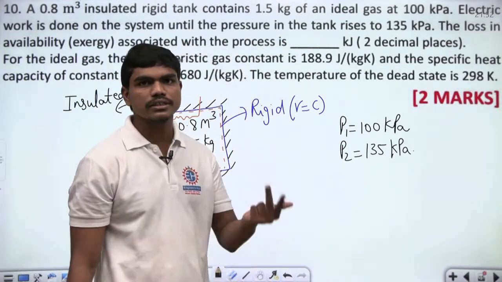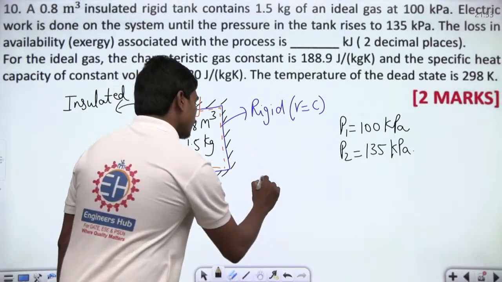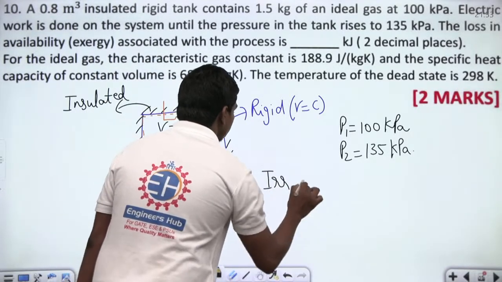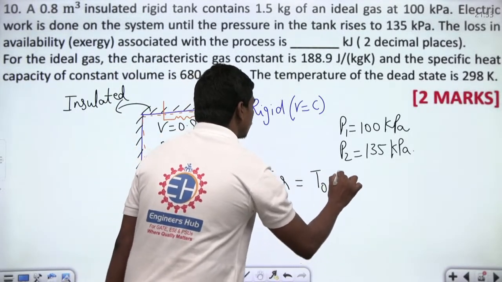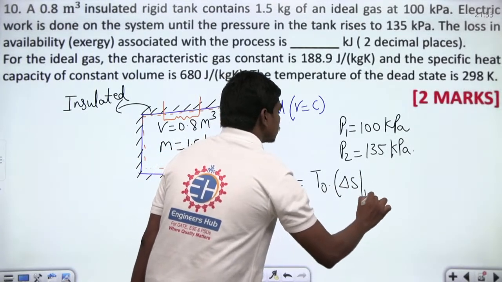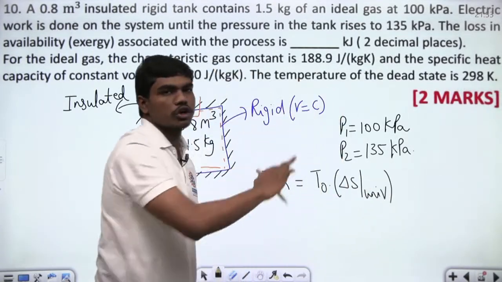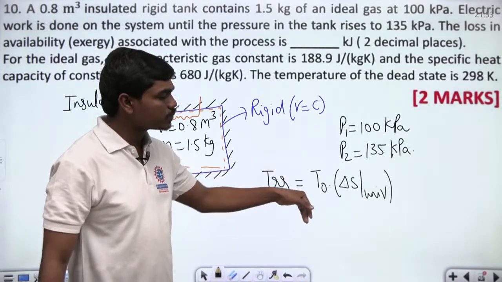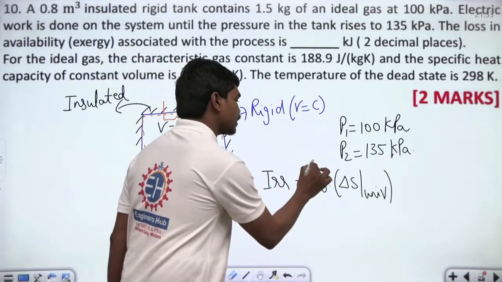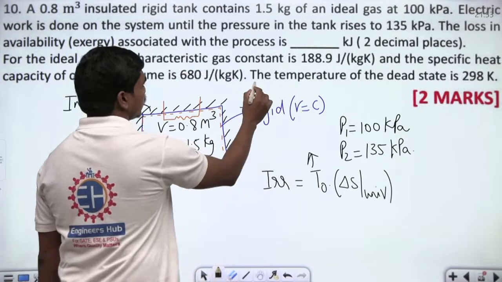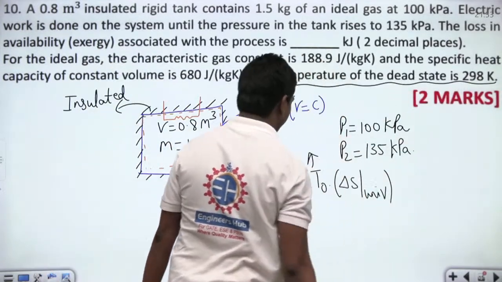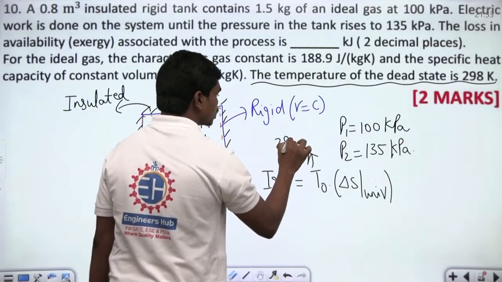So they are asking you for lost availability, which means irreversibility. Correct? This is equal to T naught into delta S of universe, as per the Gouy-Stodola theorem. So now irreversibility is equal to T naught, where T naught is the ambient temperature, that could also be given. Yeah, the temperature of the dead state is 298 Kelvin. So this T naught is 298 Kelvin.